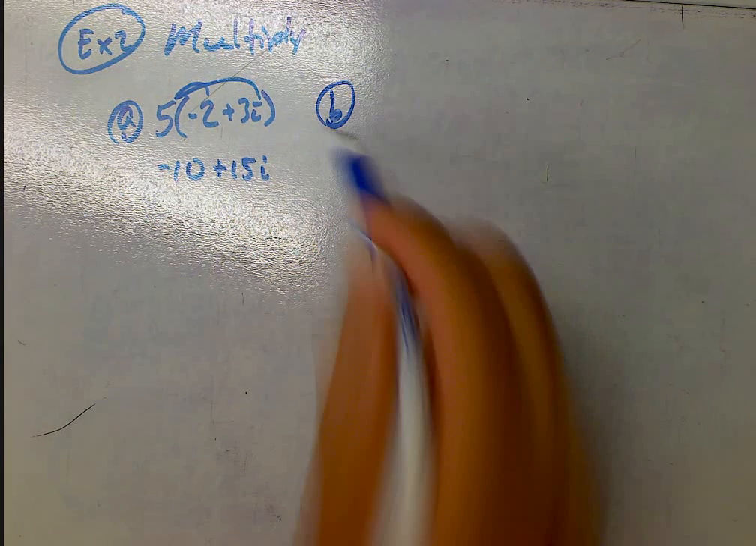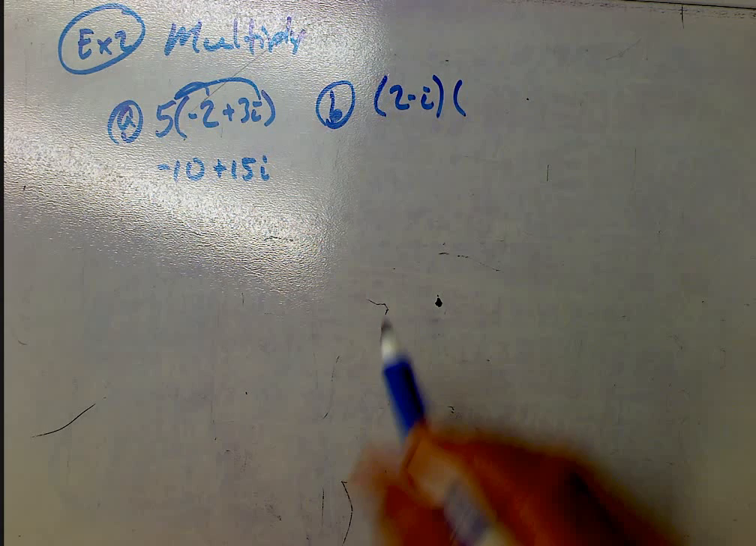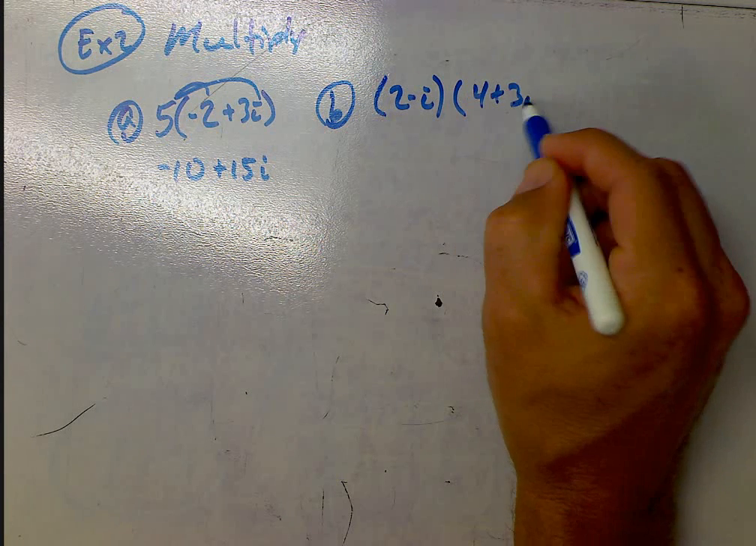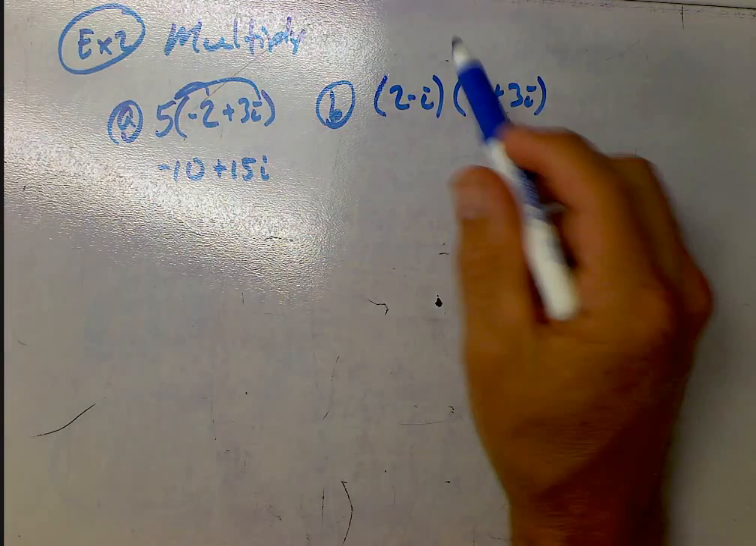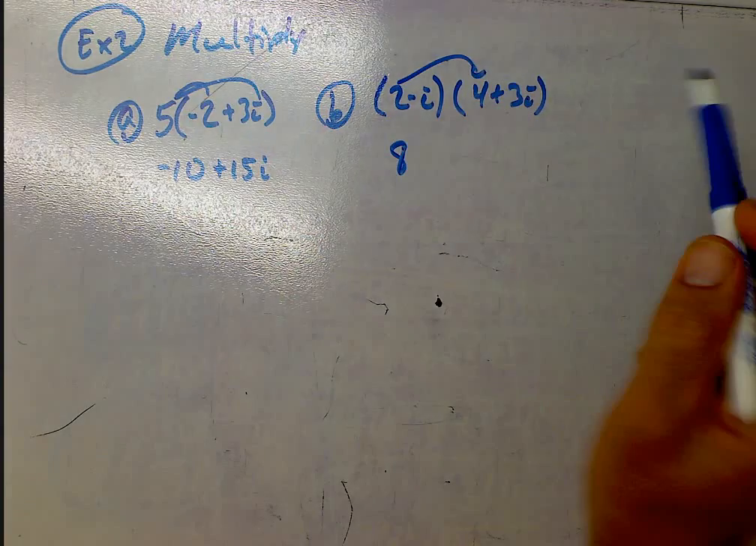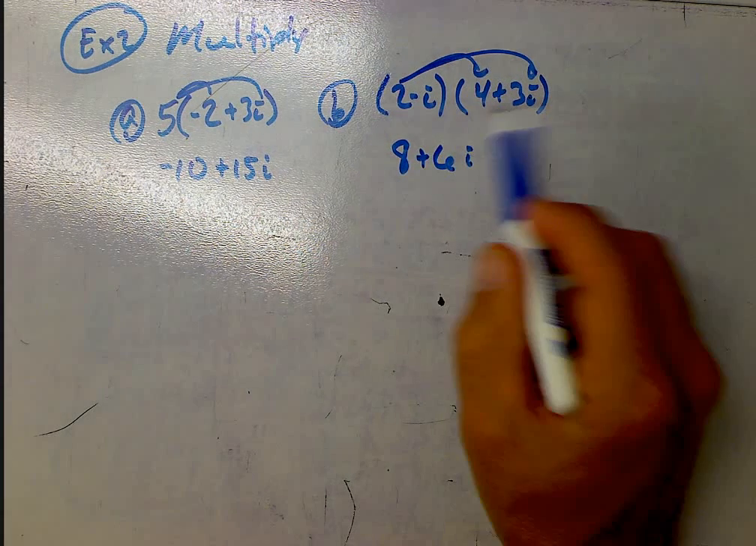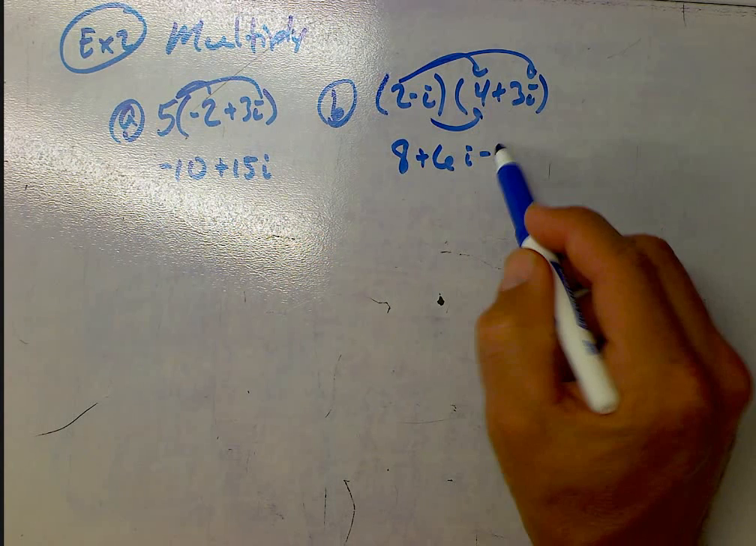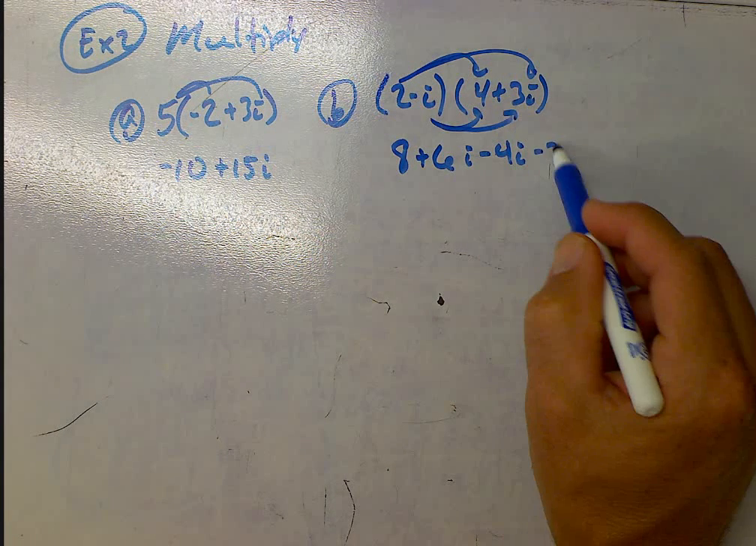In example B, we're multiplying two binomials together. And so I'm going to use distributive property or FOIL. 2 times 4 is 8. 2 times 3i is plus 6i. Negative 4 times i is negative 4i. Negative i times 3i is negative 3i squared.